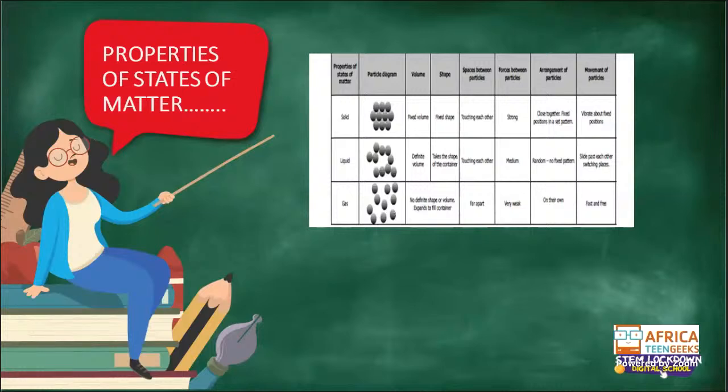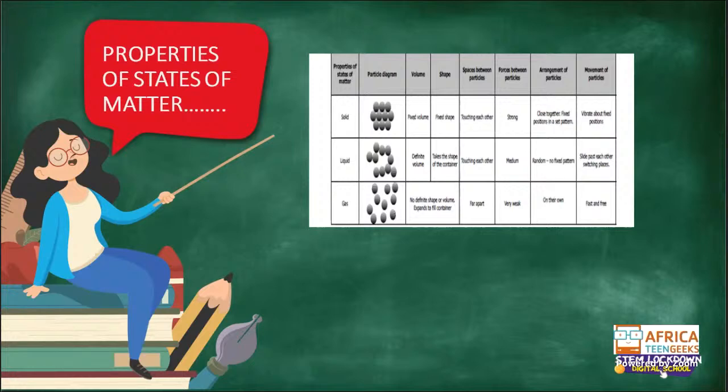So this table summarizes all that we have just spoken about. So we have got properties of states of matter. We have got solid, we have got liquid. Now let's look at the particle diagram. So you see that the particles of the solid are so close. Now look at that of liquid. They are close but not as close as the solid. And then just see that of gases. They are almost escaping. Now let's look at the volume.